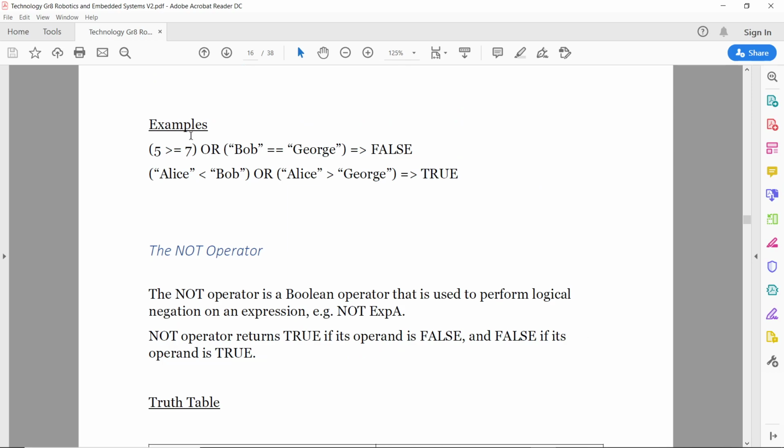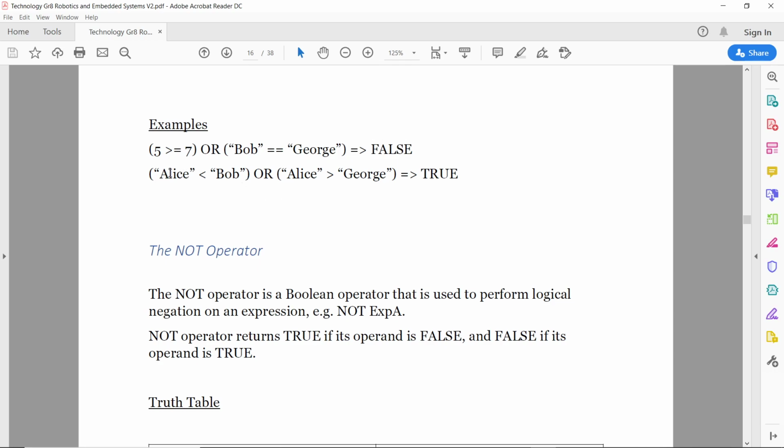So if we have a look at the examples of that, we're saying that 5 is greater than or equal to 7. We know that is false, because 5 is indeed less than 7. And Bob equals George. We know that is false because they are not equal. So we've got false or false, two falses still give me a false output. So the answer is false.